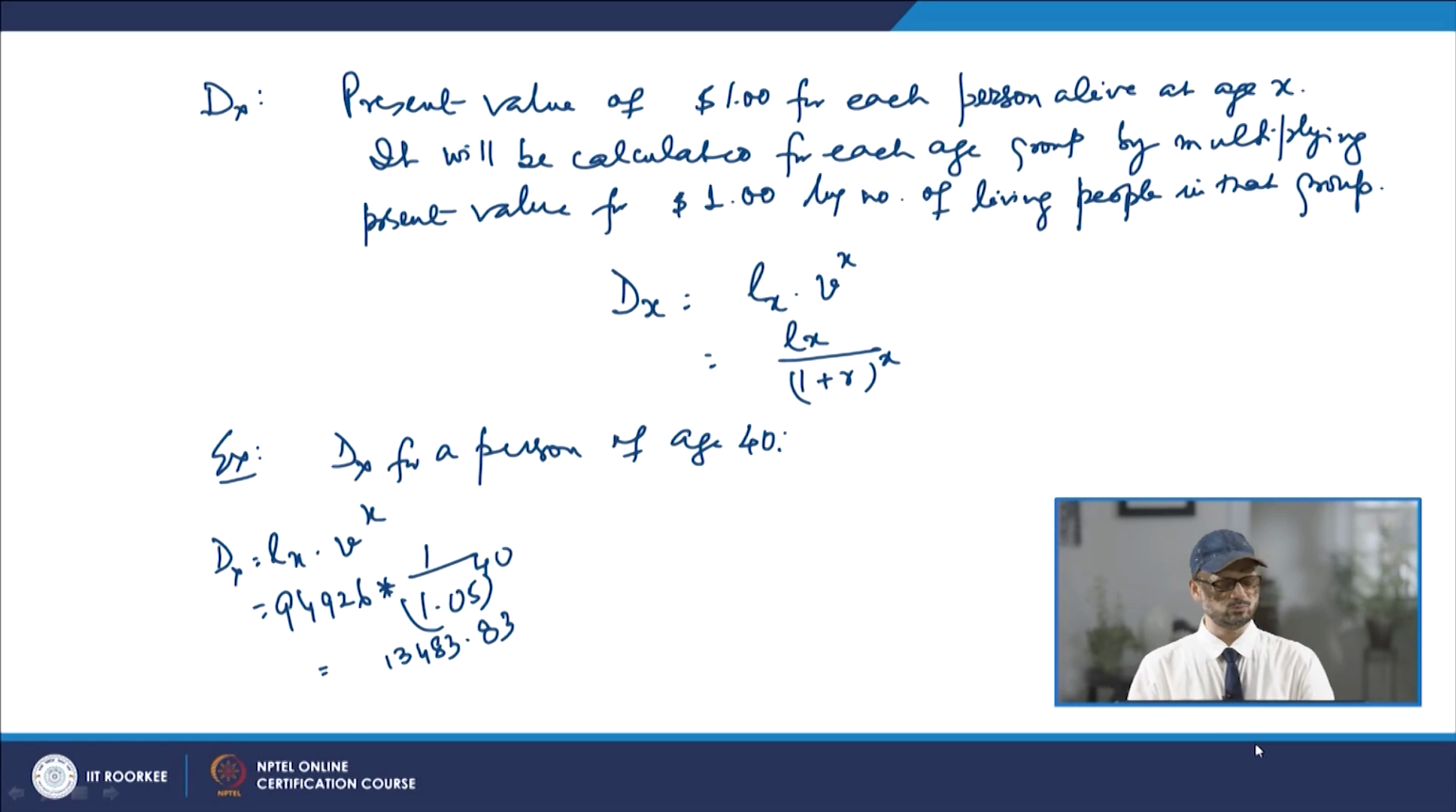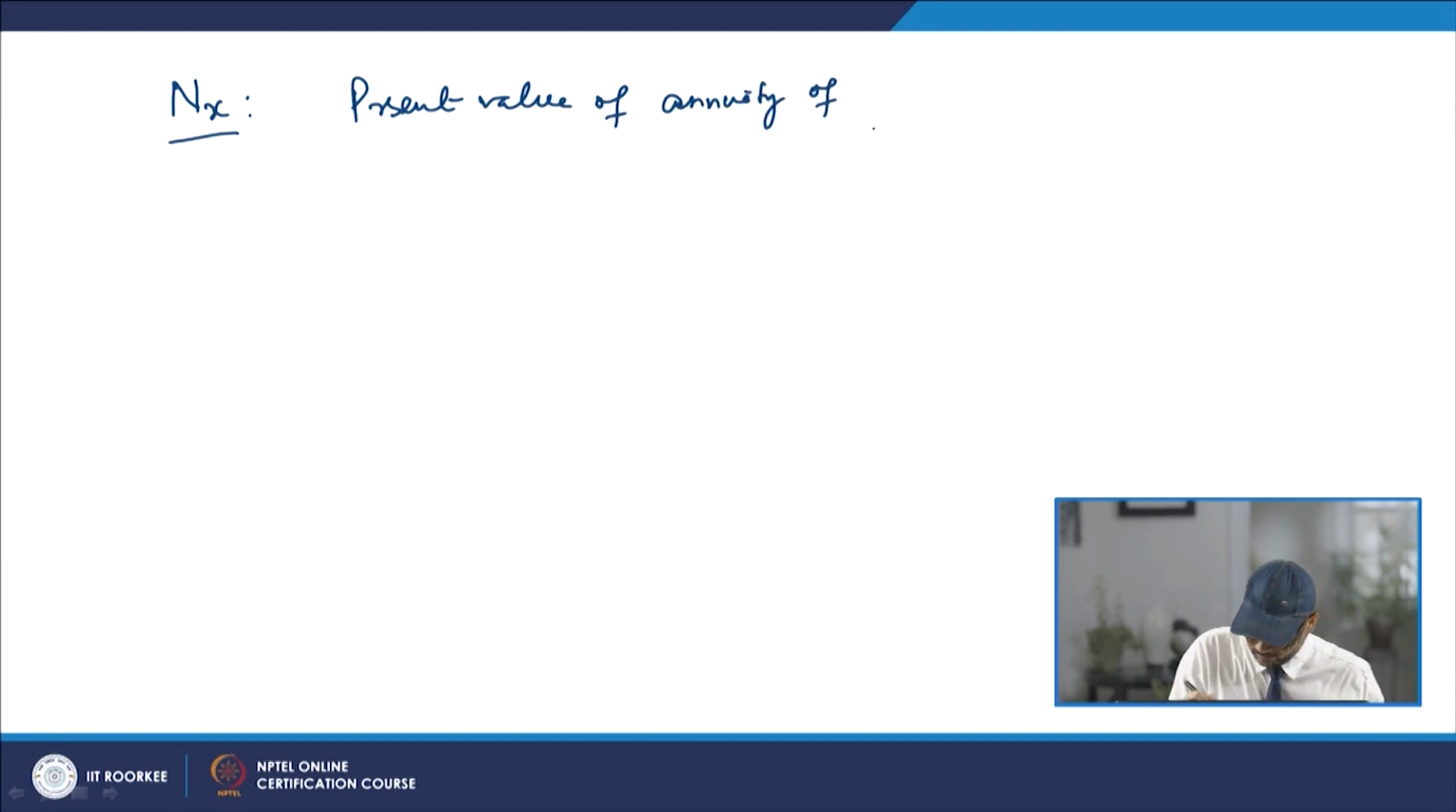The next term which will be useful is Nx. This value Nx is the present value of an annuity of payments for all persons.